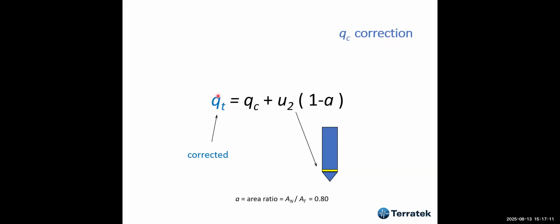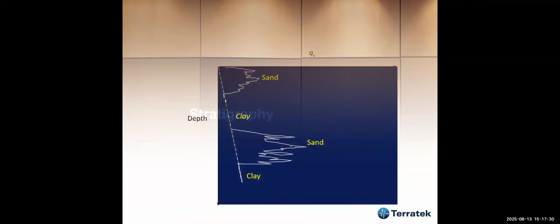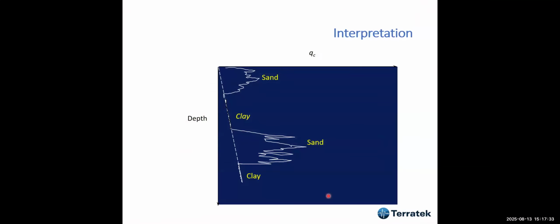The corrected tip resistance is qc plus u2, the pore pressure measured here, times (1 minus a). And a, in most cases, is 0.8. In good cones, it's 0.8. Stratigraphy increased a lot.